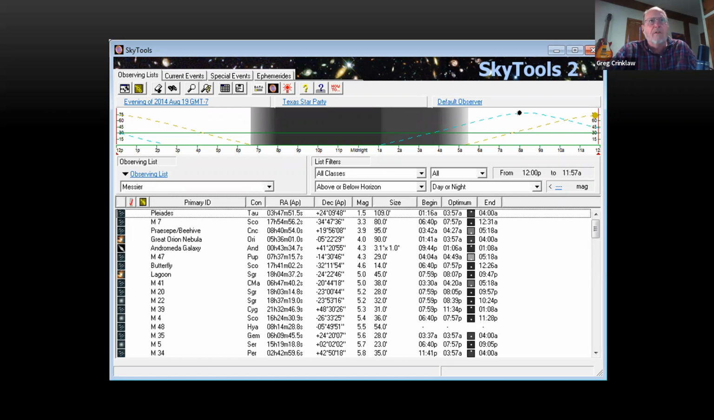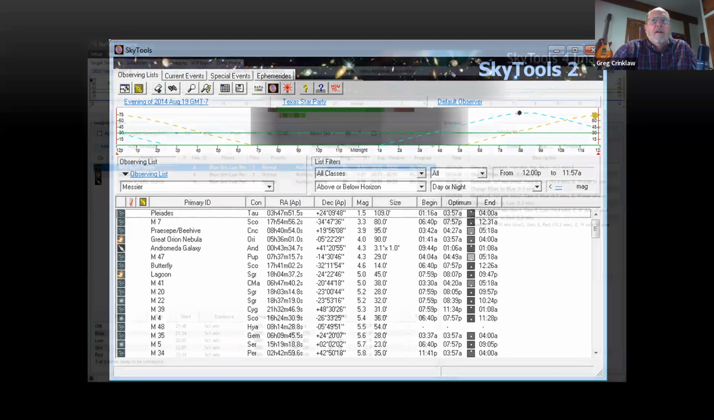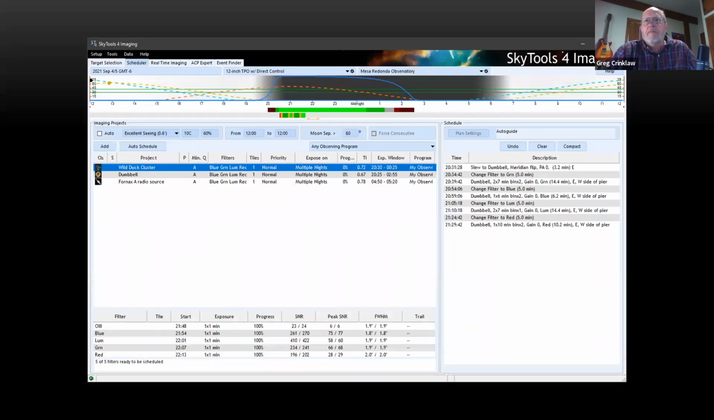And it turned out in order to do that well, I had to create a separate product. So I split SkyTools into one product for visual observing and one product for imaging. This is SkyTools for imaging, and it came out in late 2017.